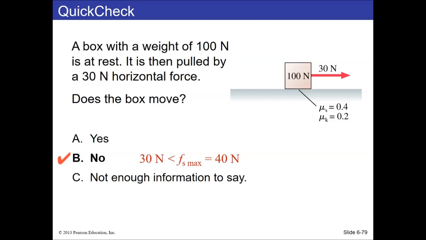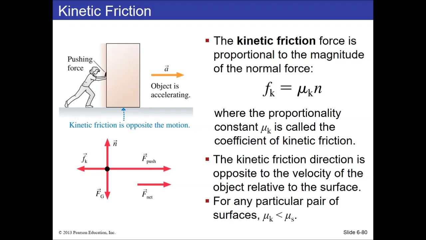If you're under 40 newtons, the box doesn't move. When you hit 40 newtons, though, what happens is the box slips and it starts to move, and you no longer have a static frictional force. You have a kinetic frictional force, which we will deal with a bit later on in the lecture. Okay, great. Oh, look, we're dealing with that right now.